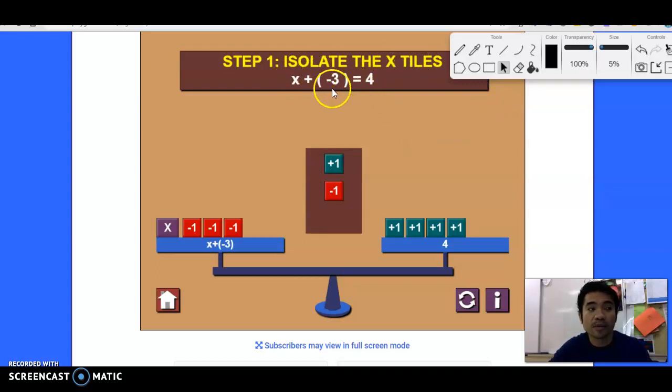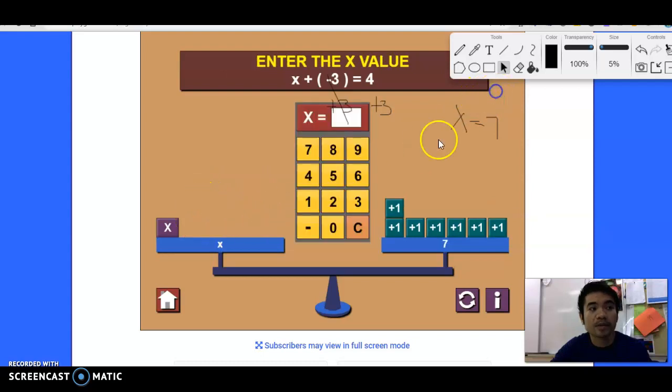The next thing, we need to isolate the x tiles. So how do we get rid of negative 3? Again, the same rules apply. What's the opposite of negative? Positive. So, what should I do now? To get rid of negative 3, I have to add 3. Whatever I do on the left, I do to the right. And we know that x equals 7. Let's see if we're correct. Positive 1, positive 2, positive 3. Right? So what's my answer? X equals 7.